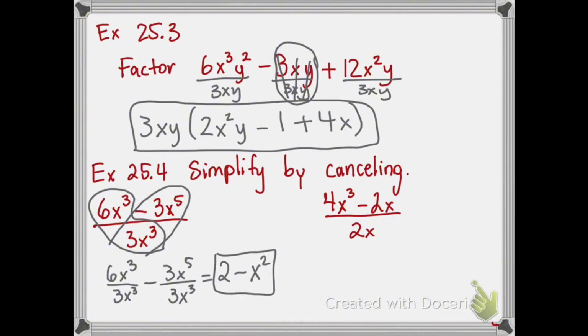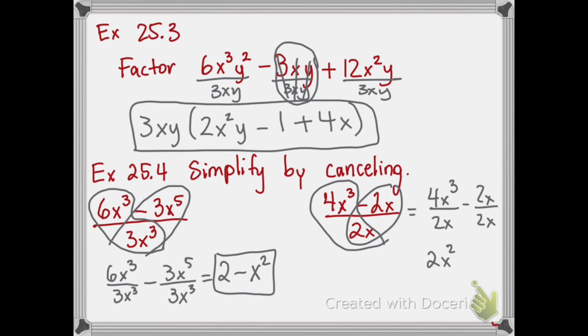Same thing in this case. Now, a very common mistake is to say, oh, I can cancel 2x and 2x, and the answer is 4x3. But that's wrong because remember, you also have to divide this way. So don't forget it and do it carefully. So 4x3 over 2x minus 2x over 2x. When we simplify that, we get 2x2 minus 1.